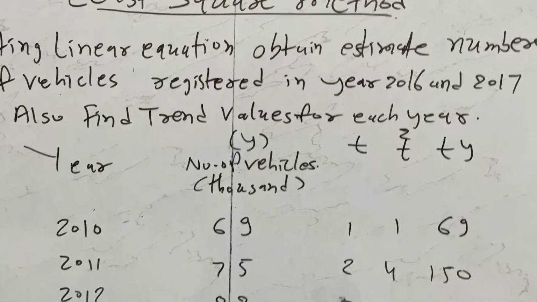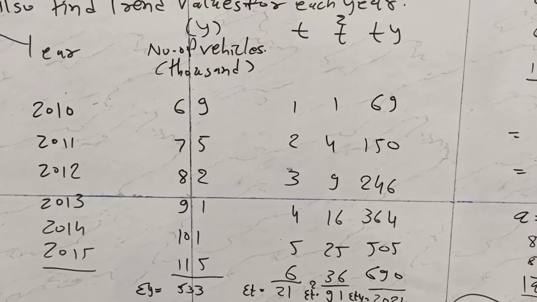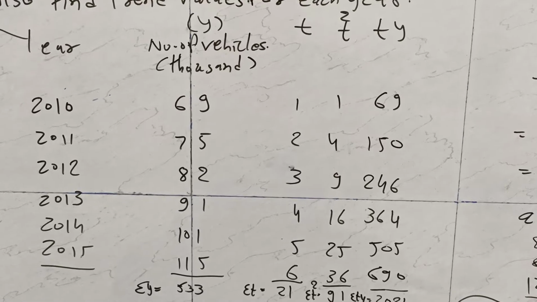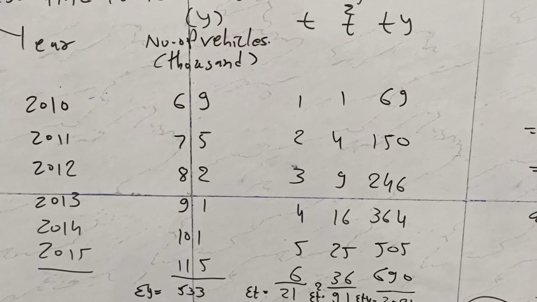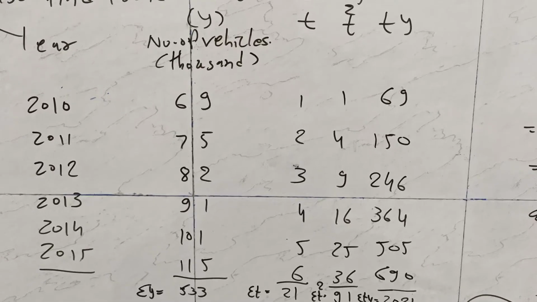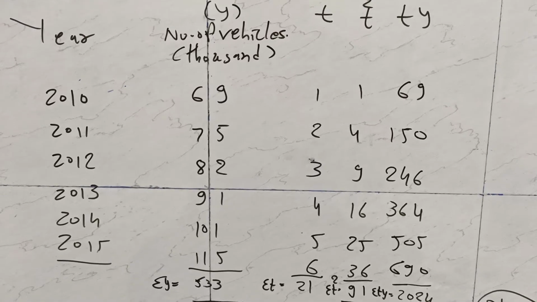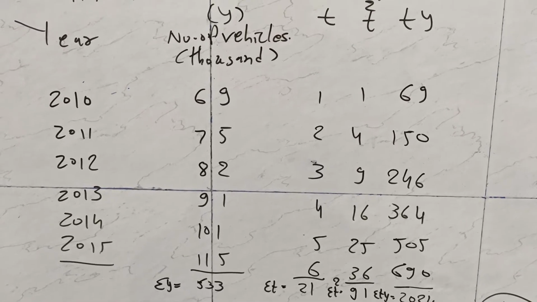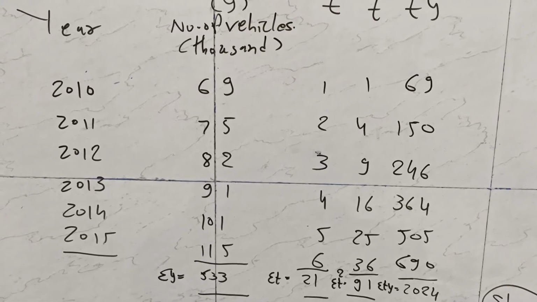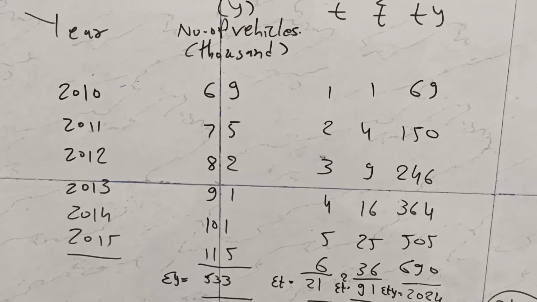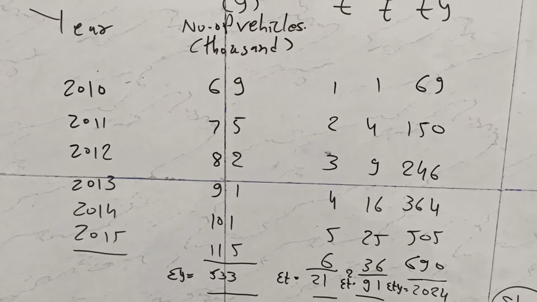Now let's start. First, prepare 3 extra columns after the data: t, t square and ty. As all of you know, instead of the number of years for calculation, the values of t are taken as 1, 2, 3, 4, 5, 6 respectively. Instead of the year, the value of t starts from 1 and goes up to the number of years.